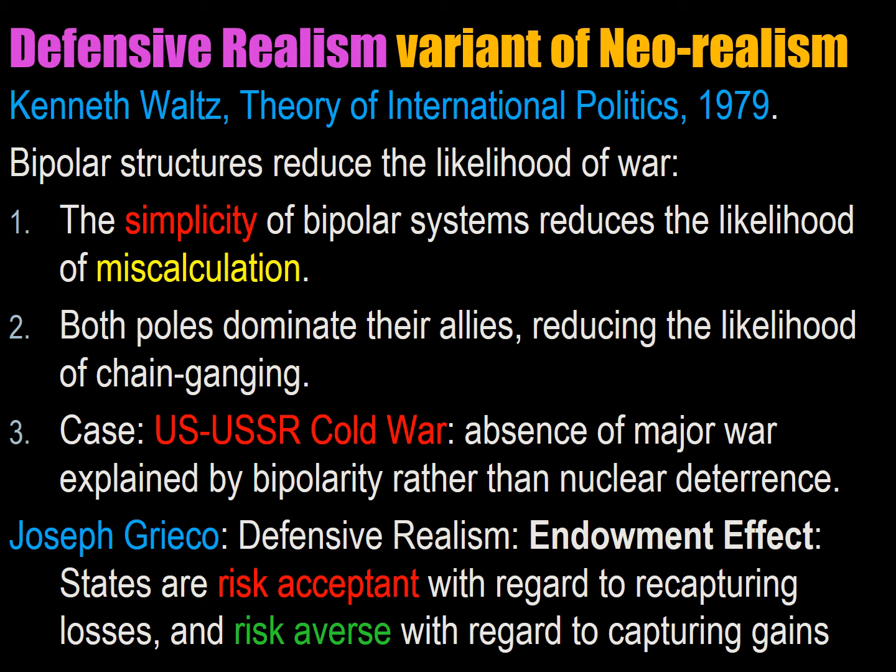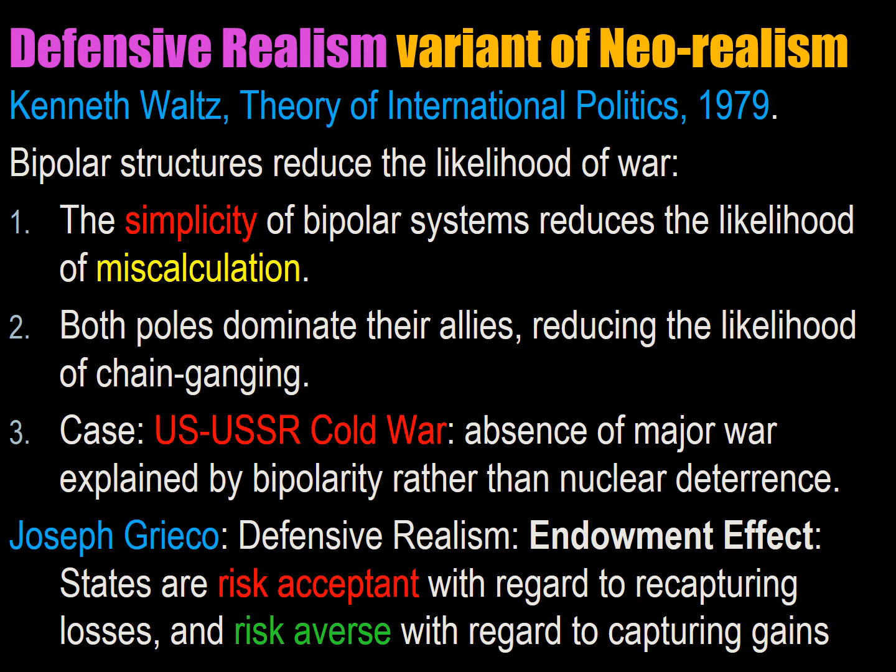Both poles dominate their allies, which reduces the likelihood of chain ganging. The Americans control their allies. If the allies misbehave, the US restrains them. Both the USSR and the US have cut off aid to Israel, to Pakistan, in order to contain their behavior. The case of the USSR and the US during the Cold War shows the absence of major war can be explained by bipolarity rather than nuclear deterrence.